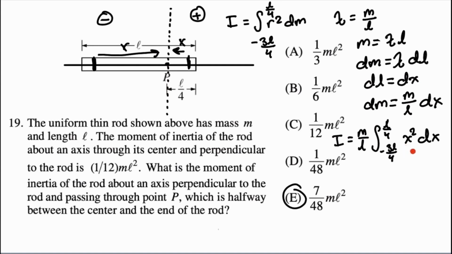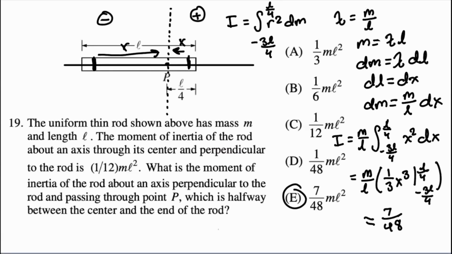So instead of r, we can just say that this is x. And then integrating this out, this is equal to m over L times 1/3 x cubed from L over 4 to negative 3L over 4. And simplifying this all out, that's a lot of work, so I won't show it right now. But you do get 7 over 48 ml squared. And that's how you do it the calculus way. It is more work, it is more involved, but it is doable if you can't remember the parallel axis theorem.